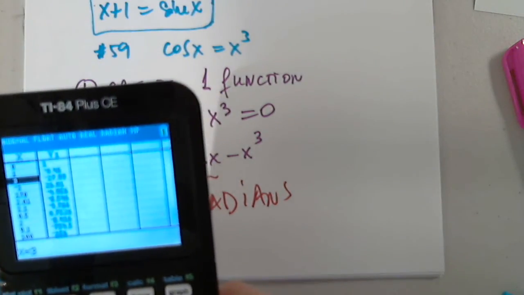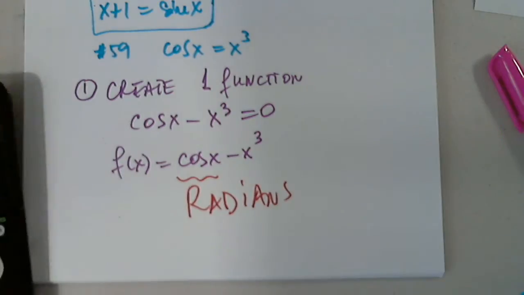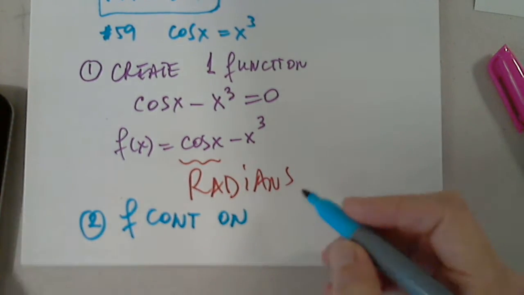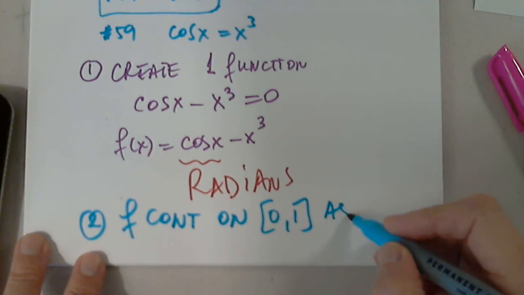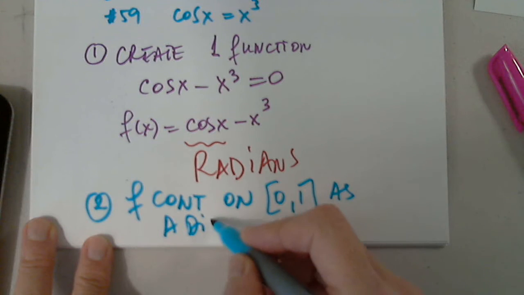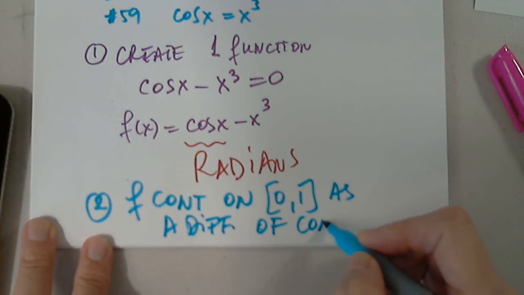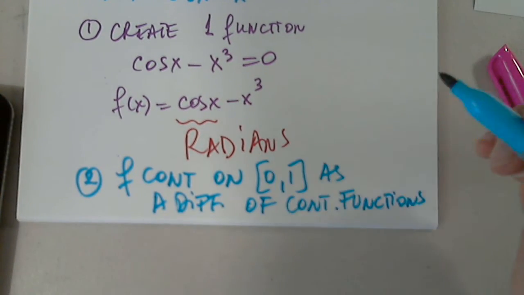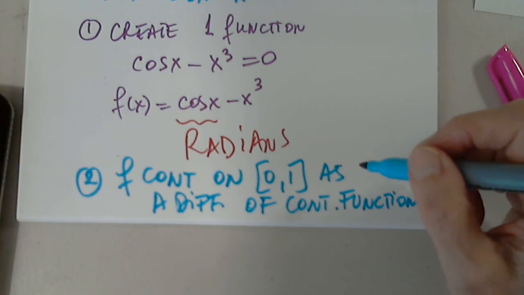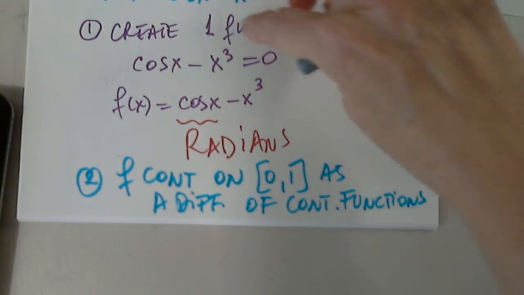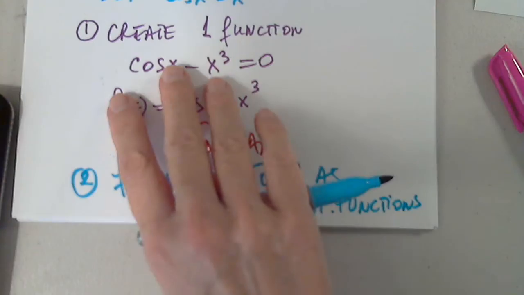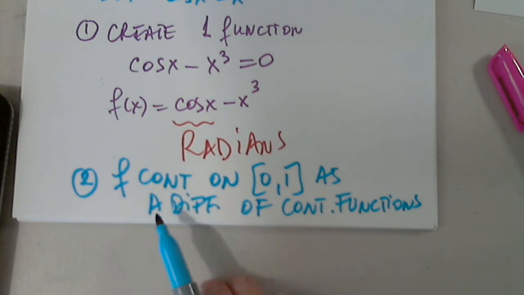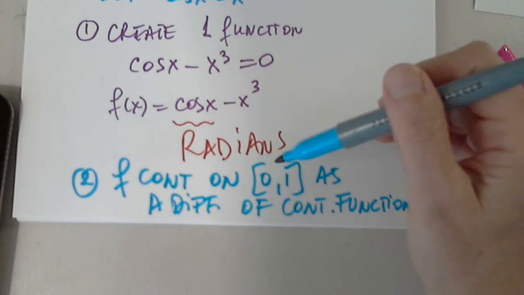I found it. So step number 2: f is continuous on 0, 1 as a difference of continuous functions. And yes, if you're asking me whether you have to write this down, yes, you have to write this down on your test paper. Not the fact that I have to create one function. That's very clear to me. Once you put everything on one side and write f of x, that's very clear. You don't have to write radians, of course. But number 2, you have to say that this function, f of x, is continuous on 0, 1.